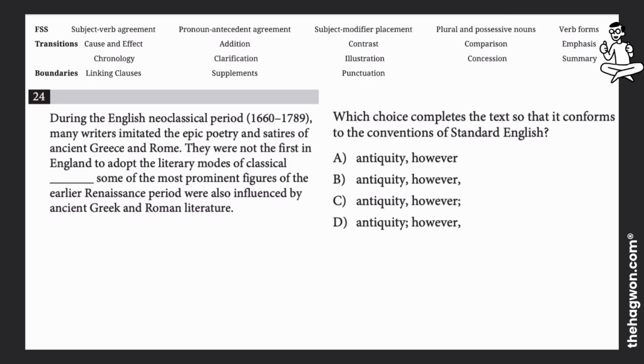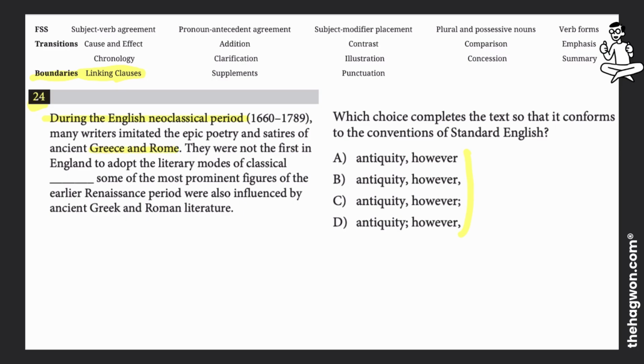Question 24, quickly surveying our answer choices here using howevers. We know that these are, again, linking clauses using our subordinating conjunction. Question 24 is very similar to question 22 that we just did. We can begin with during the English neoclassical period, all the way down to Greece and Rome.